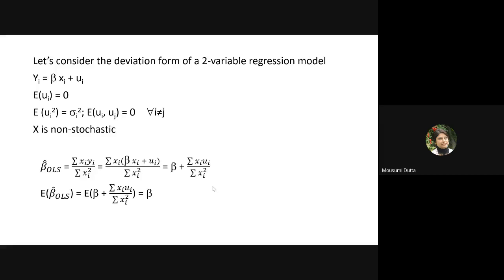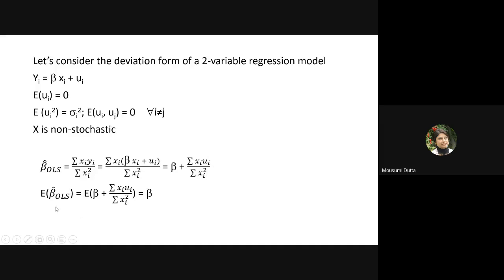So I'm starting with beta hat OLS. The formula is this. Then I'm replacing yi by beta xi plus ui. So this is equal to beta plus summation xi ui divided by summation xi square. All of you know this because all of you presented all these things during your exam, so you could grasp all of this.